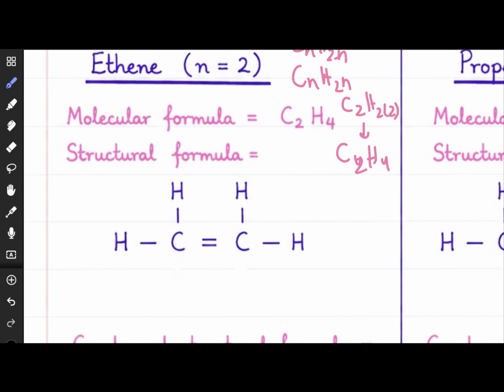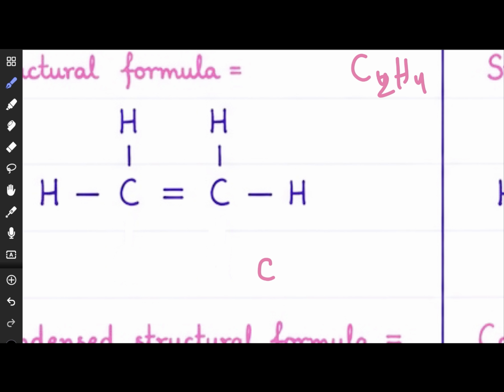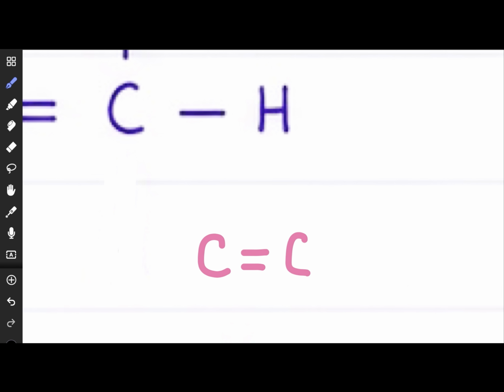Now let's focus upon how to draw the displayed structural formula of ethene. Firstly, draw the 2 carbon atoms and then join them together by the double bond. Now, there's only 1 double bond in the alkenes, so the rest of the bonds will be single bonds. Carbon atom is a group 4 element, so it makes 4 bonds. Let's complete the 4 bonds of each carbon atom.